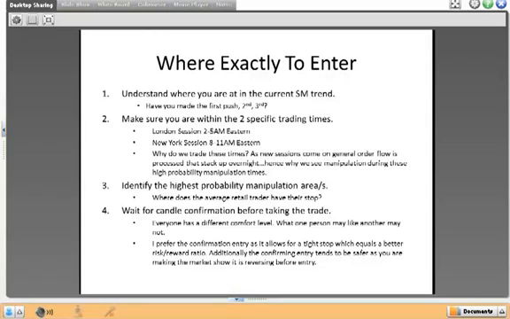So I wanted to spend a bit more time on this. We're going to cover this section in the text format. Obviously, we'll go to the charts. The charts answer the questions better than I could ever type out in a PowerPoint. So first and foremost, question: where exactly to enter.